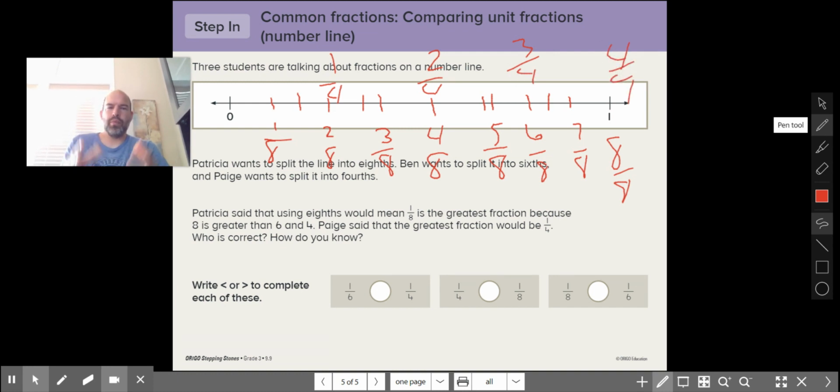Now, I know that's pretty busy looking. Our 6ths would be 1/6 right there.